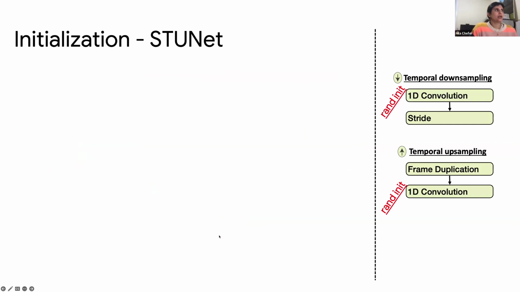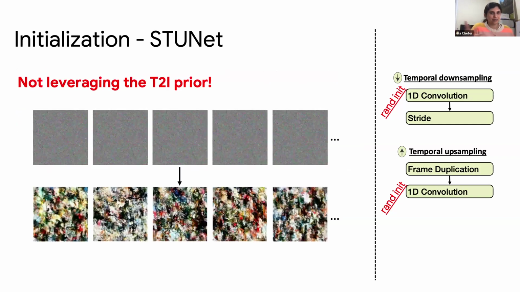And then we're going to get those random frames given random noises, and then lose all the prior from the text-to-image model that we wanted to preserve, to get our model to start from a nice starting point that is similar to the video generation.